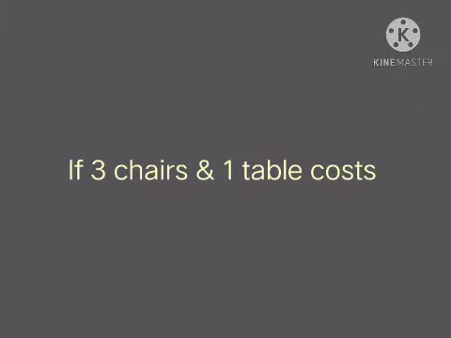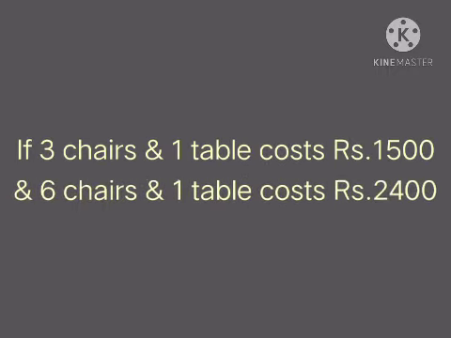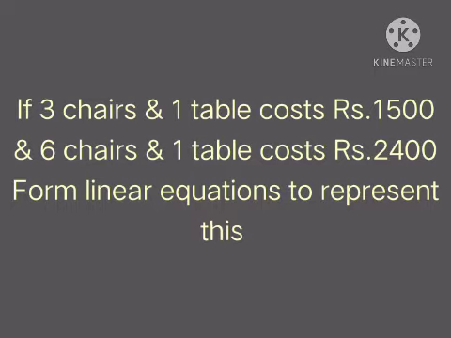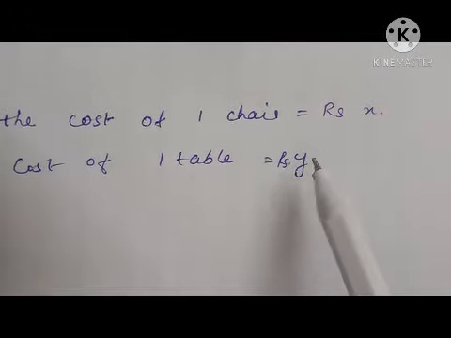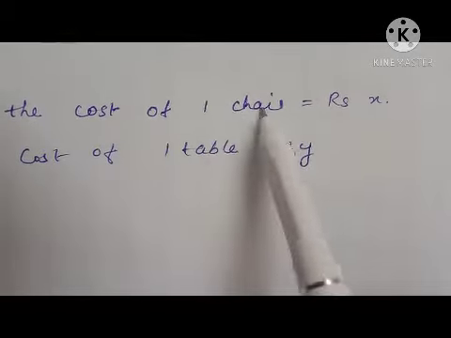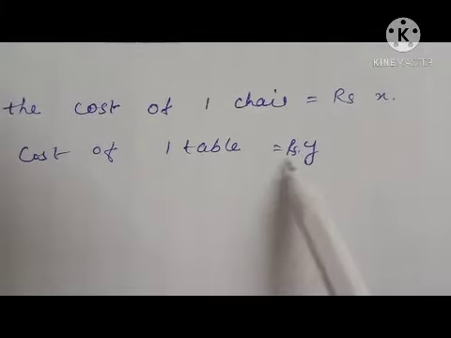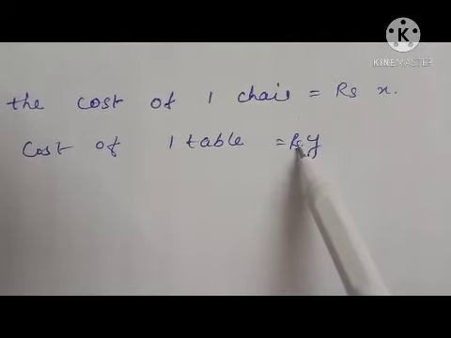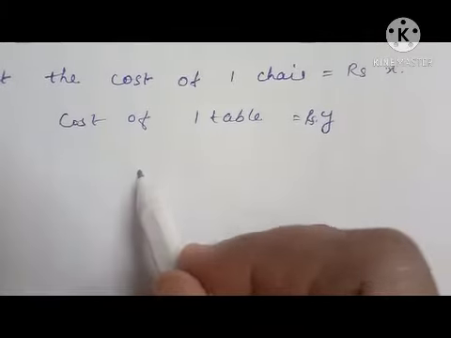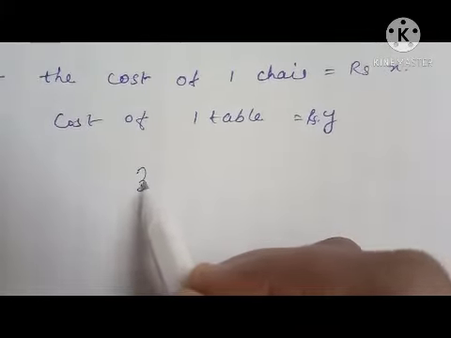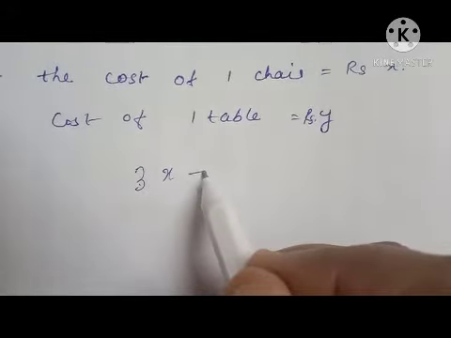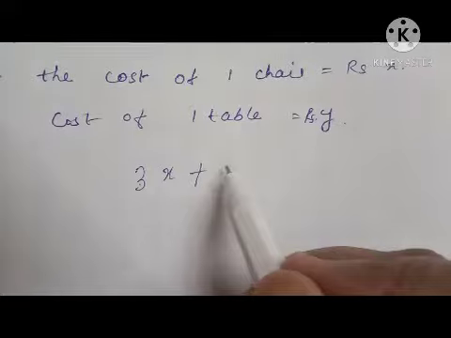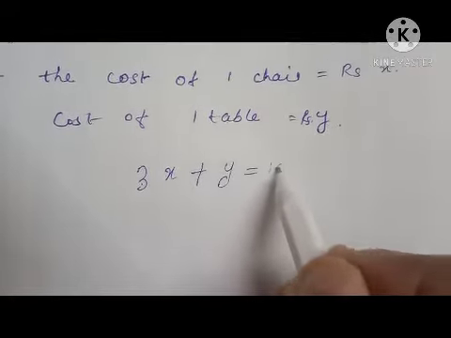Question number 4. If 3 chairs and 1 table cost rupees 1500 and 6 chairs and 1 table cost rupees 2400, form linear equations to represent this situation. First we have to decide what is x and what is y. Here I took the cost of 1 chair as rupees x, and the cost of 1 table as rupees y. Then in the first statement, the cost of 3 chairs is 3 into x, and 1 table, that is 1 into y, costs rupees 1500.